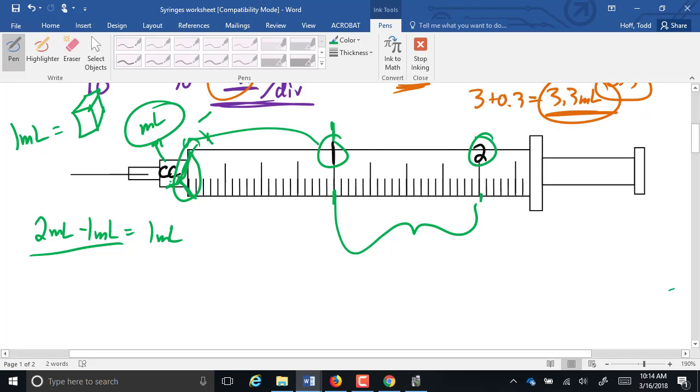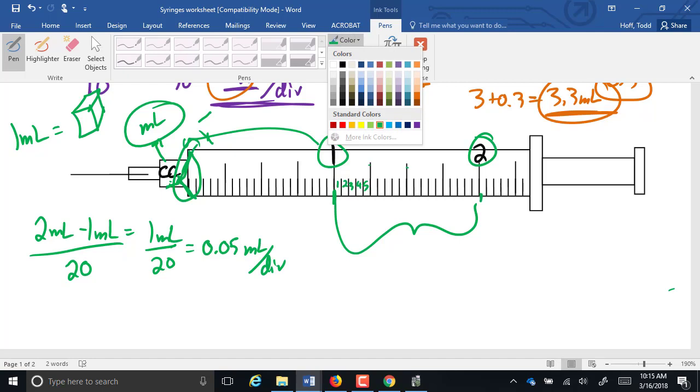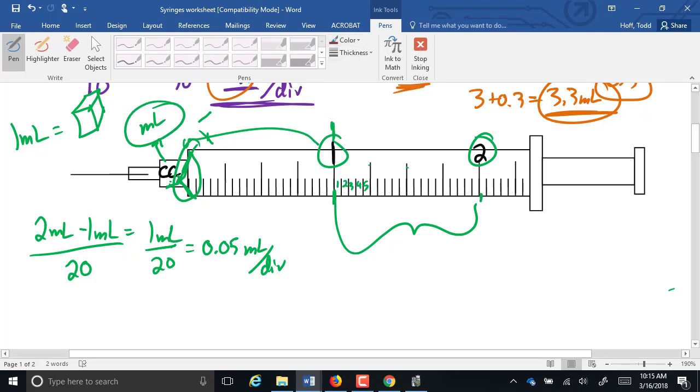So we're going from 1 to 2, which is a 1 milliliter range. Now I'm going to show you a shortcut. We see that there's 4 clear spaces here. I'm just going to count 1, 2, 3, 4, 5. And there's 4 of those sets of 5, which is 20 divisions. So 1 milliliter divided into 20 divisions is 0.05 milliliters per division. So each division on this syringe, on this scale, is 0.5 milliliters.